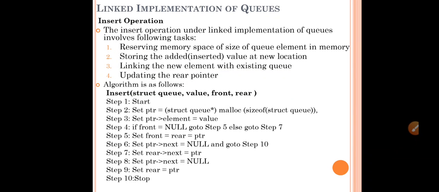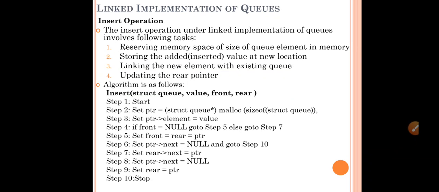Next we see the insert operation of queue using linked list. The insert operation under linked list implementation of queues involves the following tasks: reserving memory space of the size of a queue element in memory, storing the added value at the new location, linking the new element with the existing queue, and updating the rear pointer. So let's see the algorithm.